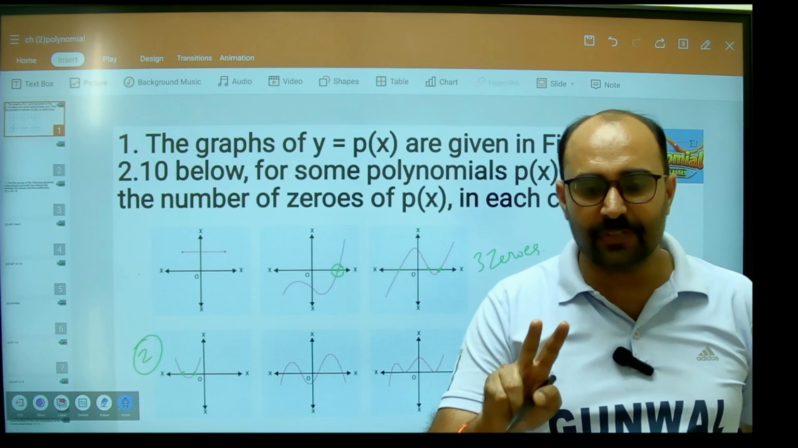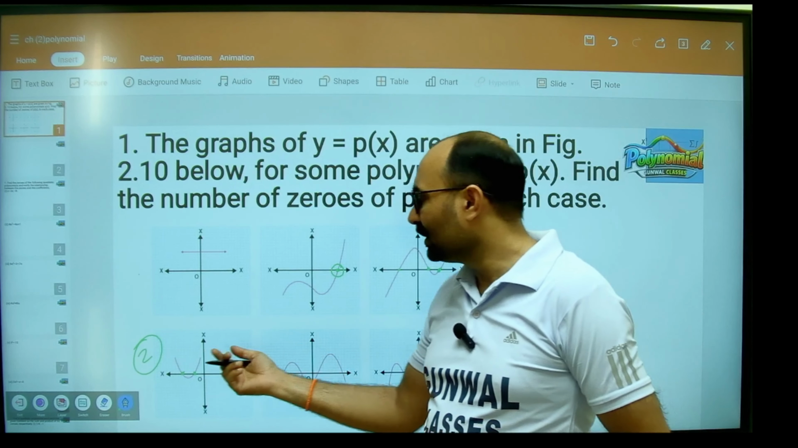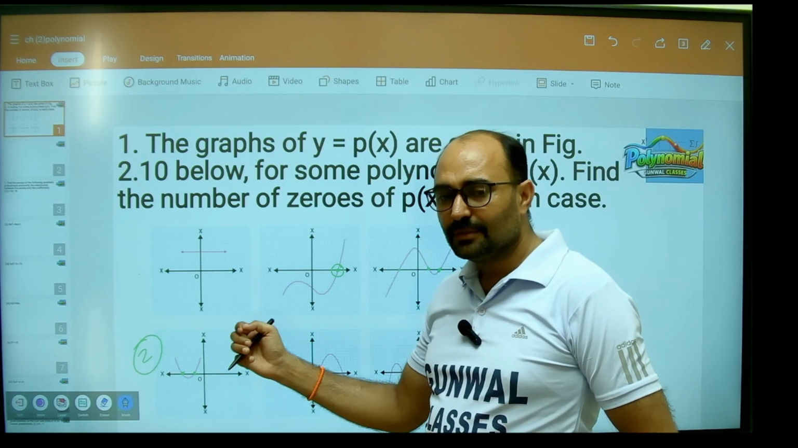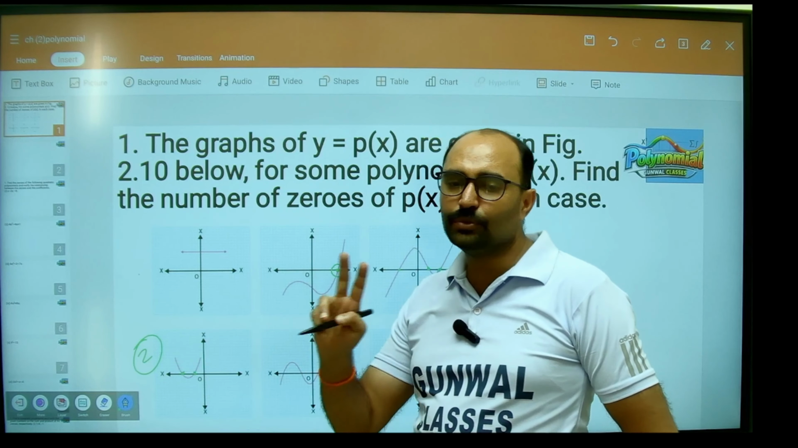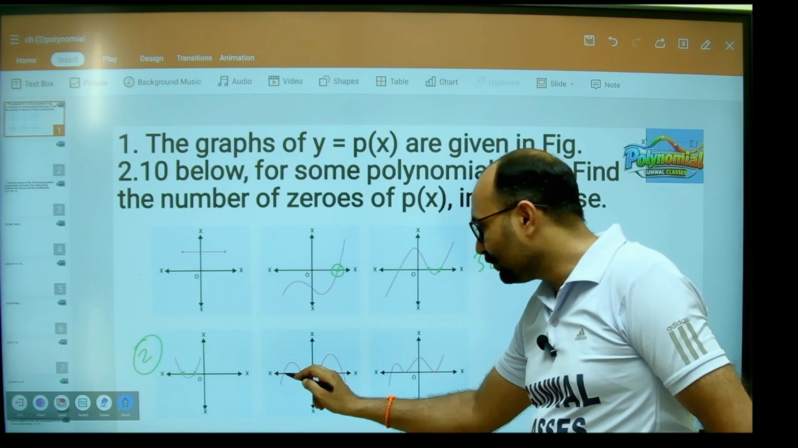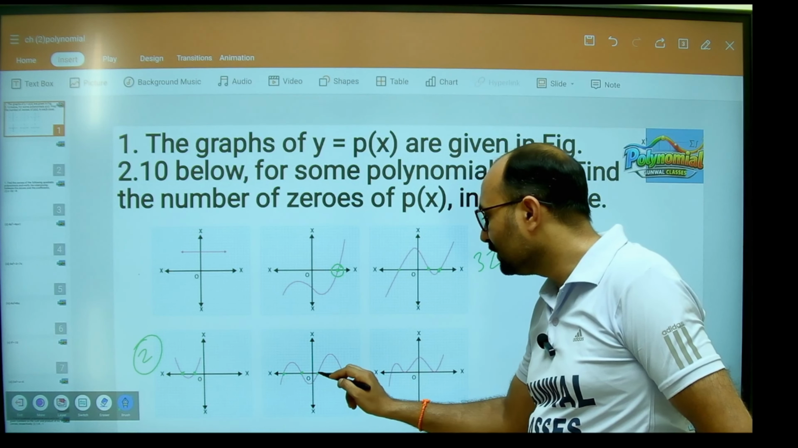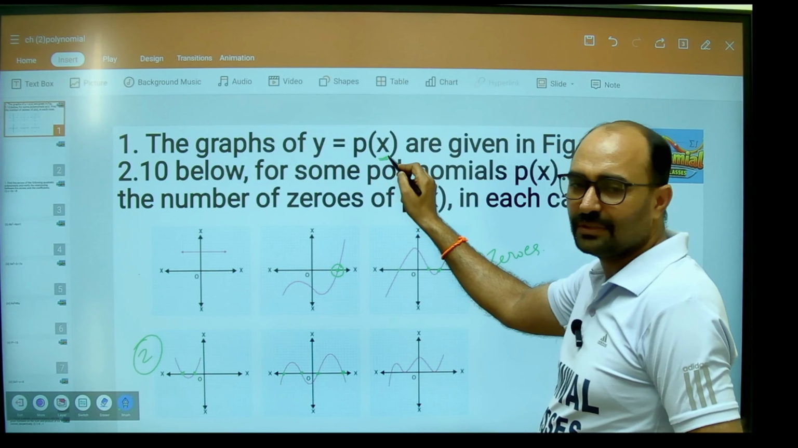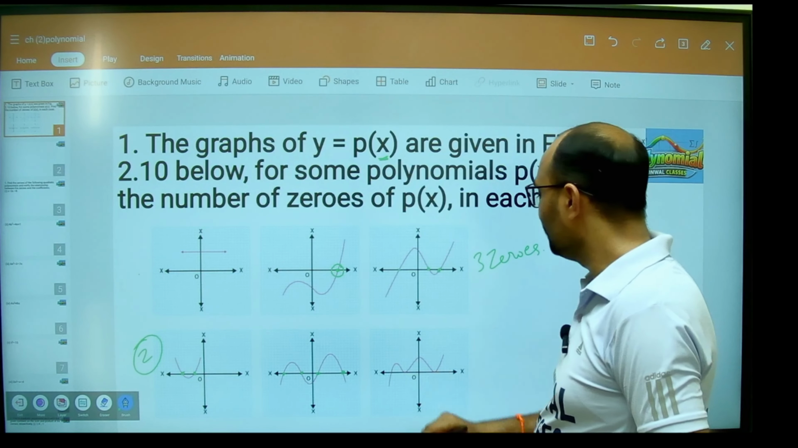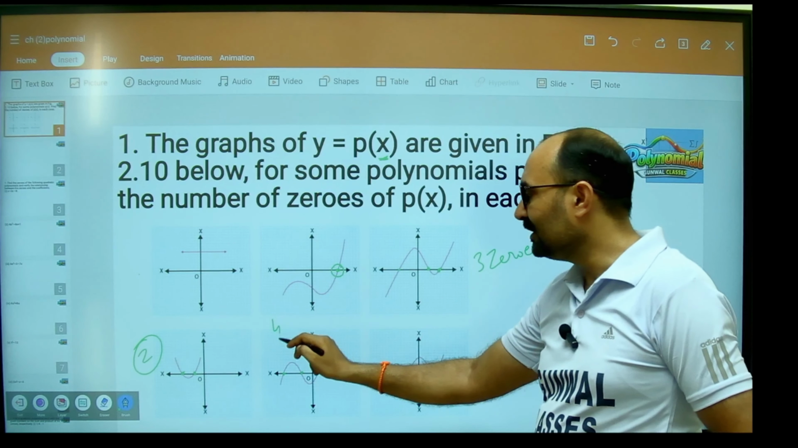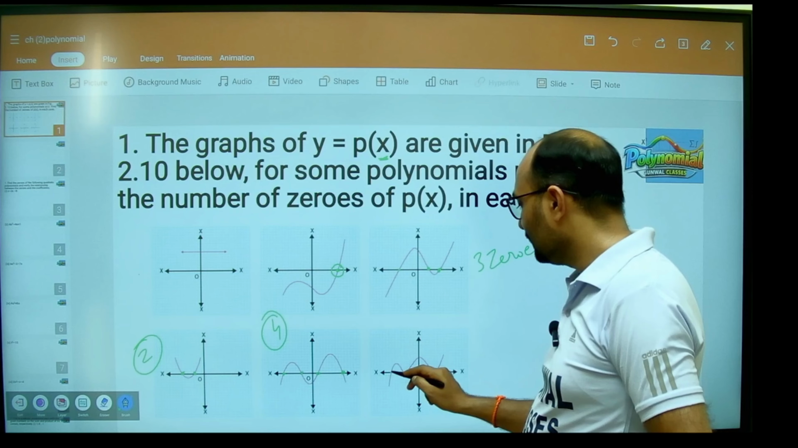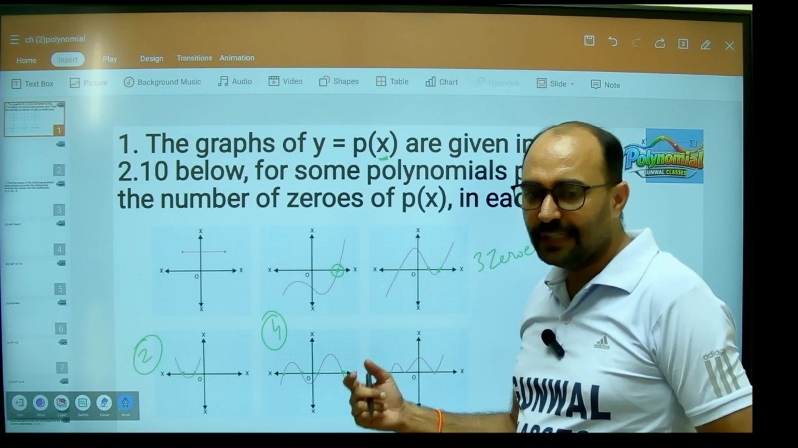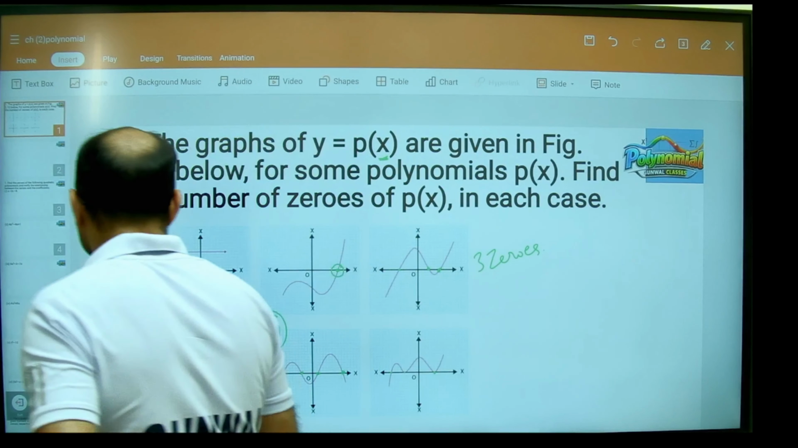2 values of x will satisfy the given expression or given equation. The equation will be satisfied by 2 values, so we can say there are 2 zeros. In this case 1, 2, 3, 4. We are considering only the x-axis because this polynomial is in x variable. How many zeros are there? 4 zeros are here. 1, 2, 3. Now how many will be here? Write in comments. I will check your answer. Thank you.